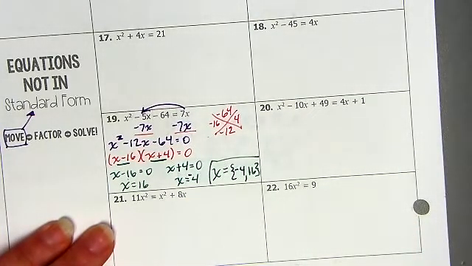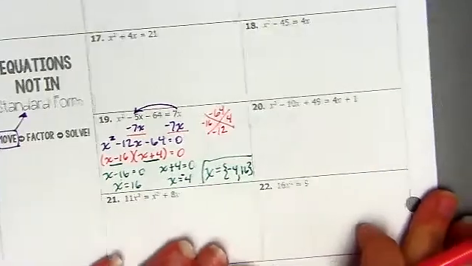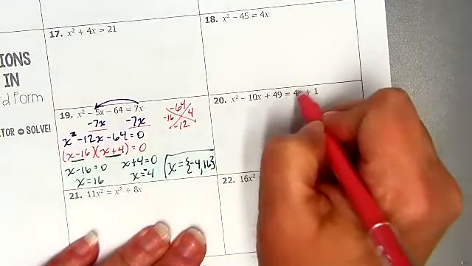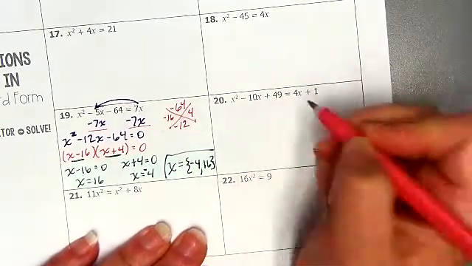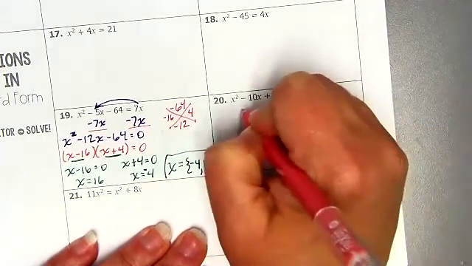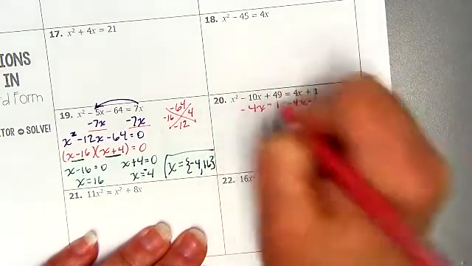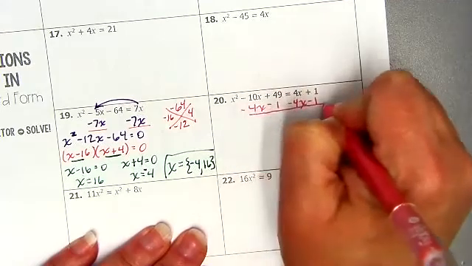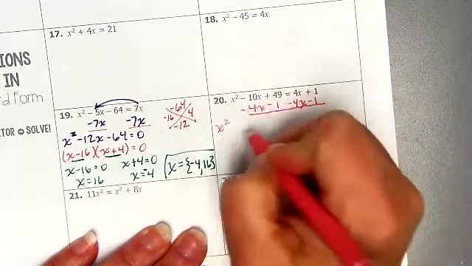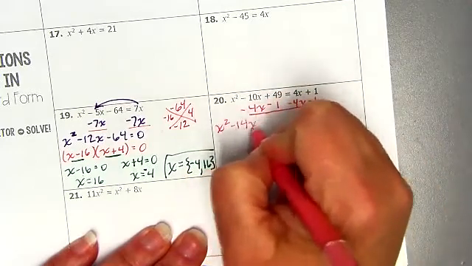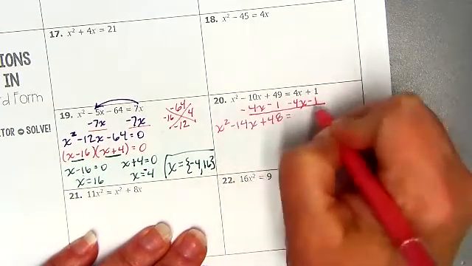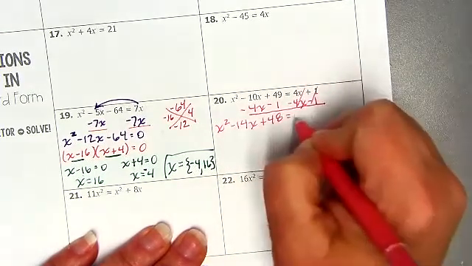Now let's look at one more like this. I think actually 22. I'm going to do this one as well, because we have to move both of these over, and I can do them both at the same time. So I'm going to subtract 4x and I'm going to subtract 1, but I'm going to make sure I line up the like terms. So this is going to be x squared minus 14x plus 48 equals, these two cancel out, 0.